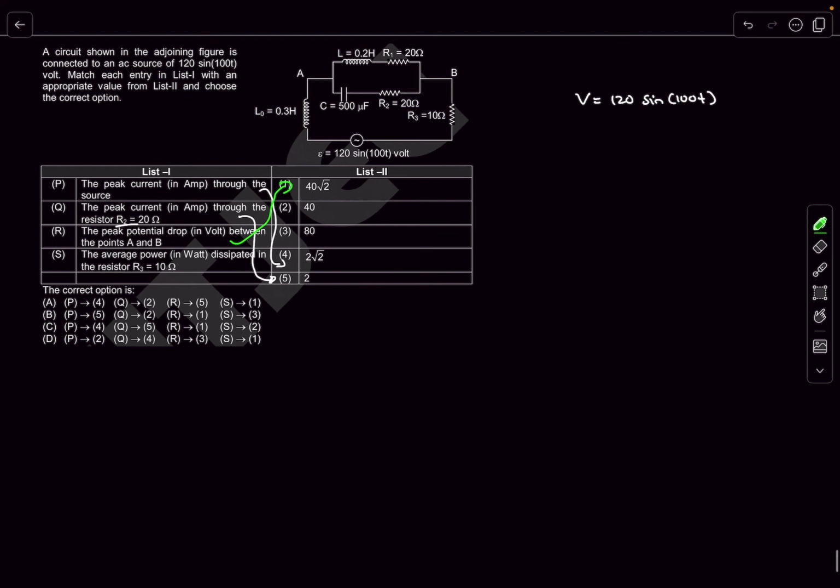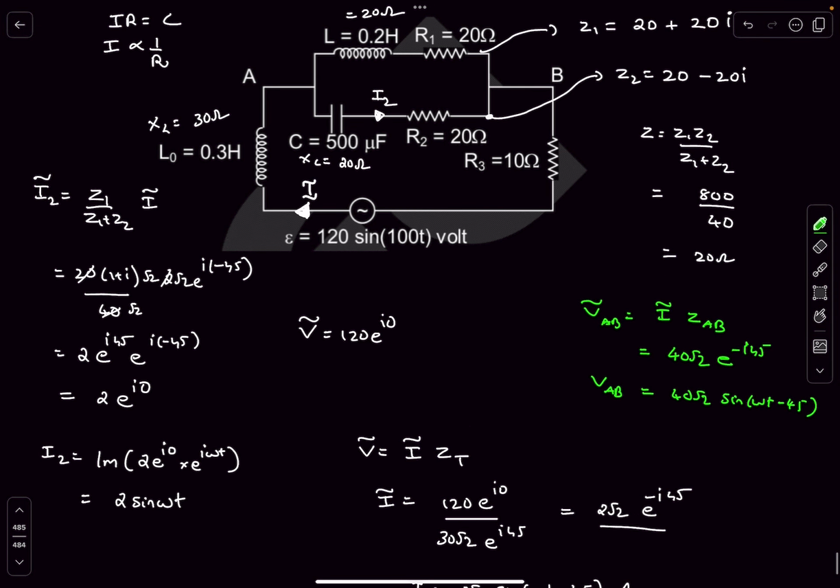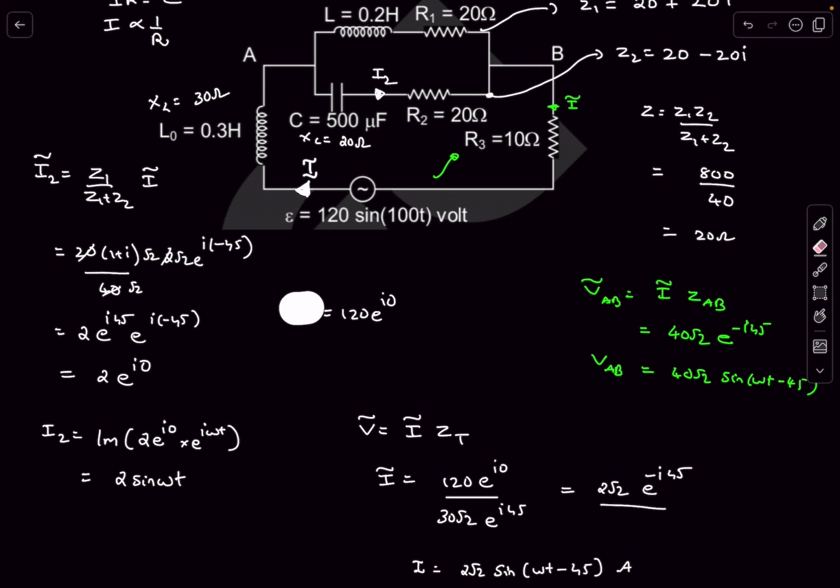And the last question they're asking is about the average power dissipated in resistor R3. So R3 is over here. So we know the current that flows through R3 is I tilde, right? Now guys, if you want the instantaneous power across R3, let's call it P3, the instantaneous value will be the sinusoidal voltage times the sinusoidal current I. So this will be the instantaneous power.